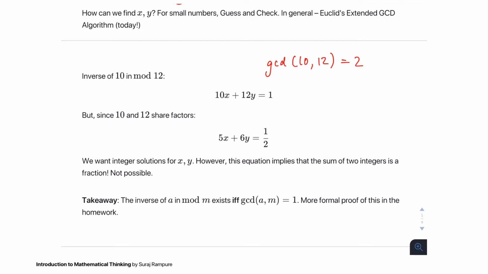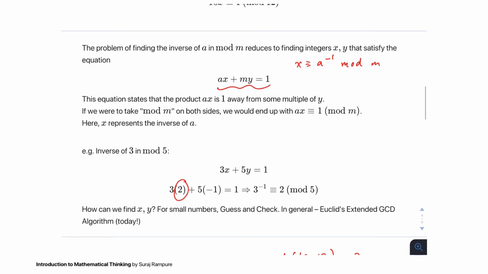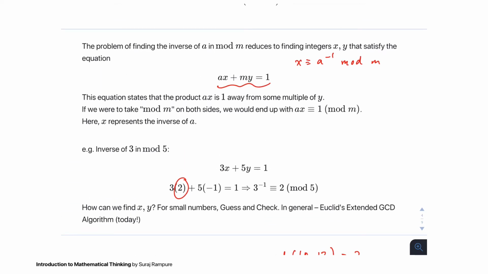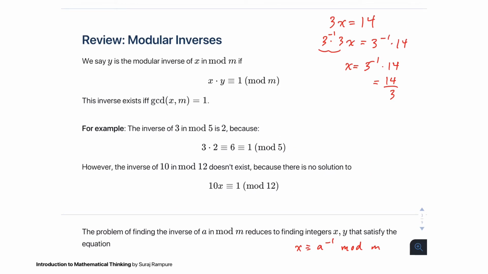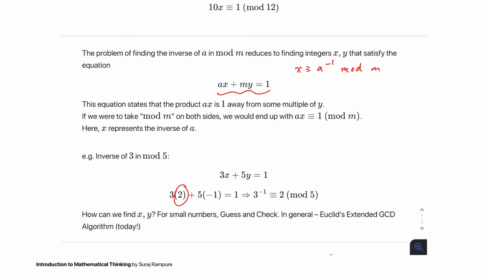Is that clear? Any questions with that idea? Okay, so again, to repeat what we've covered, finding the inverse of a in modulo m is the same as finding integers x and y that satisfy ax plus my is equal to 1, where x is that inverse. And this inverse only exists when the greatest common divisor of x and m is 1. Sorry, that's a little confusing. On this slide, we're using x to refer to the number we're taking the inverse of, but here we're referring to a as that number. Either way, what we mean is that the GCD of a and m has to be 1.